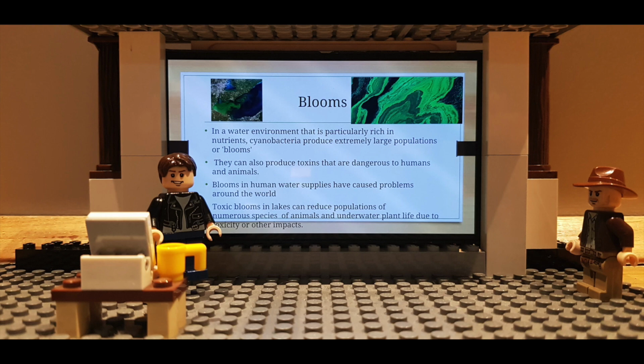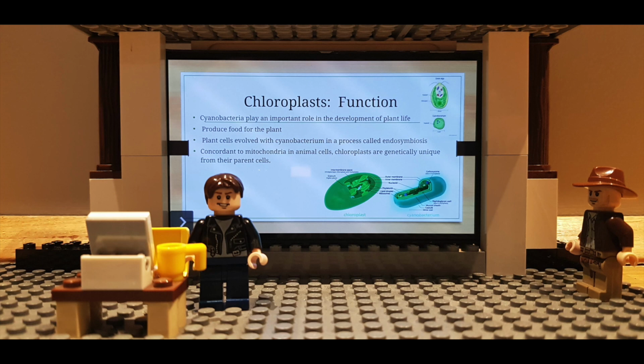Cyanobacteria played an important role in the development of plant life. A chloroplast, which exists within a plant cell and produces food for the plant, is evidently a cyanobacterium. Millions of years ago, cells evolved with cyanobacterium in a process called endosymbiosis. Concordant to mitochondria in animal cells, chloroplasts are genetically unique from their parent cells.